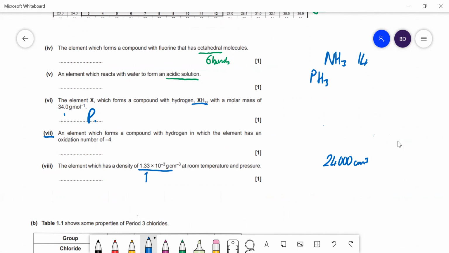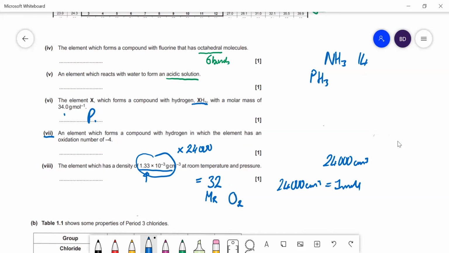So 1 centimeter cubed has got a mass of that. So the mass of 24,000 centimeters cubed, i.e. 1 mole of that gas, is 1.33 times 24,000. And if you do that, I think it comes out at just under 32. Okay, so the Mr of the molecule is 32, and what could that be? It could be oxygen. Okay, with oxygen 16, that's what it is.